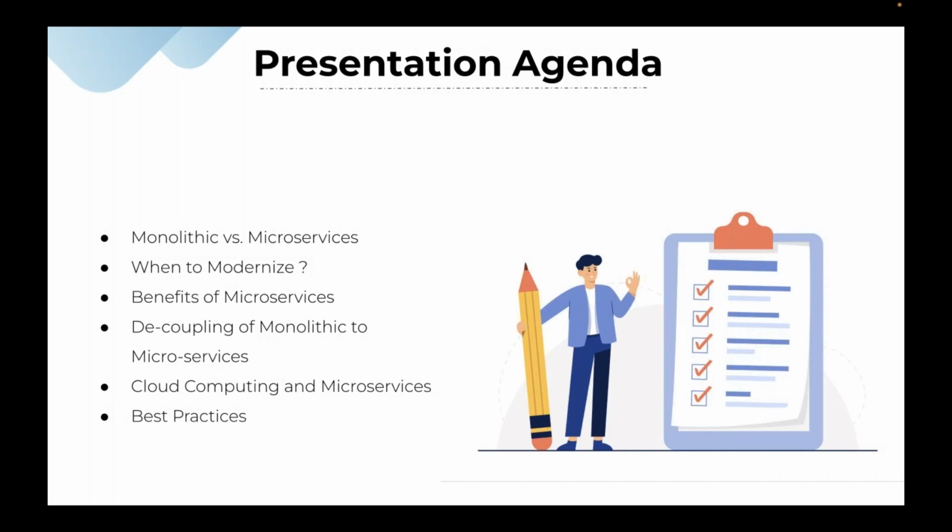Next, we'll understand when we should modernize from monolithic to microservices. Later, we'll look into the benefits of microservices and understand the process of how you can decouple your monolithic application into microservices. Also, we'll be looking into services offered by cloud computing, for example, AWS Cloud, that offers services for your microservices. And we'll also look into some best practices that should be configured while using microservices.